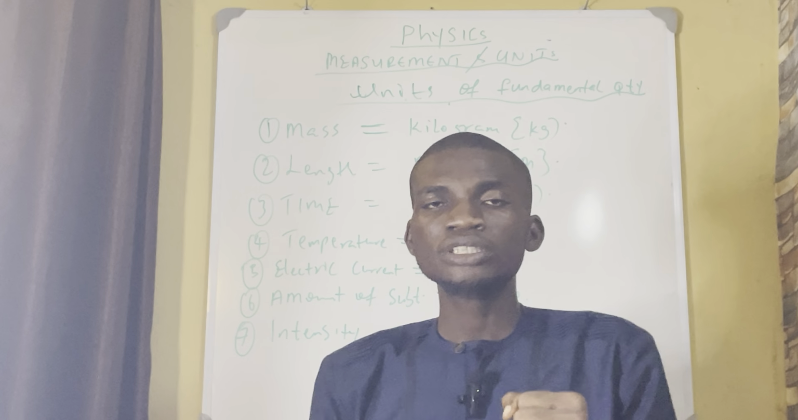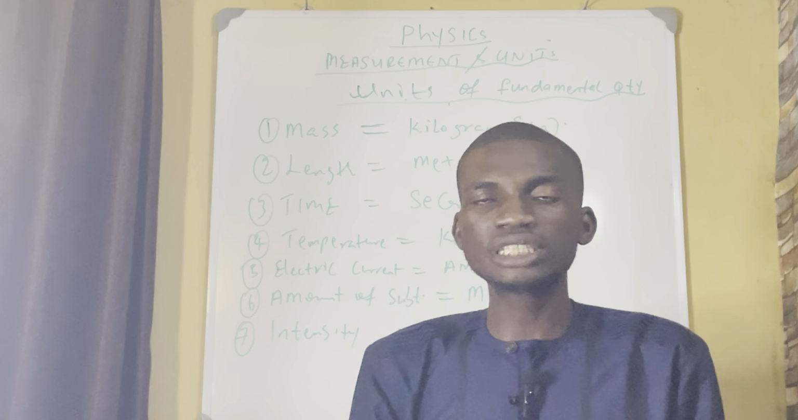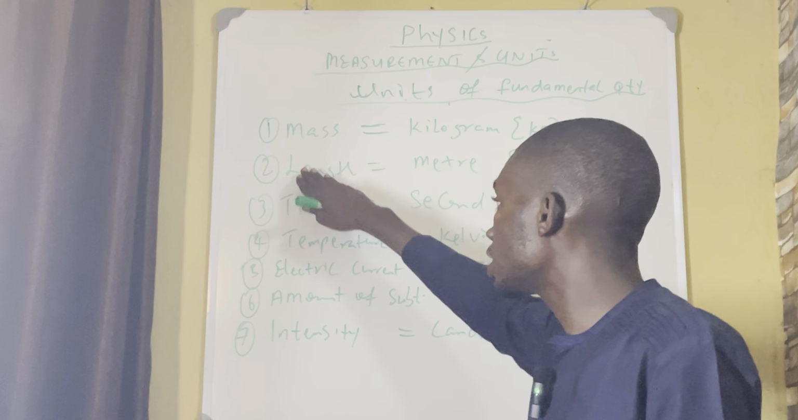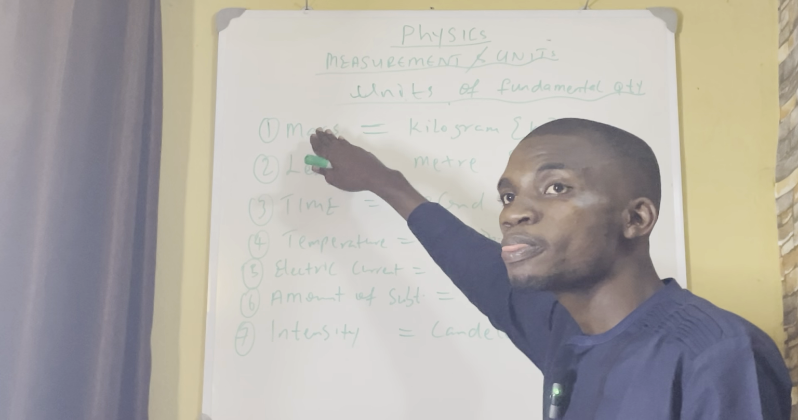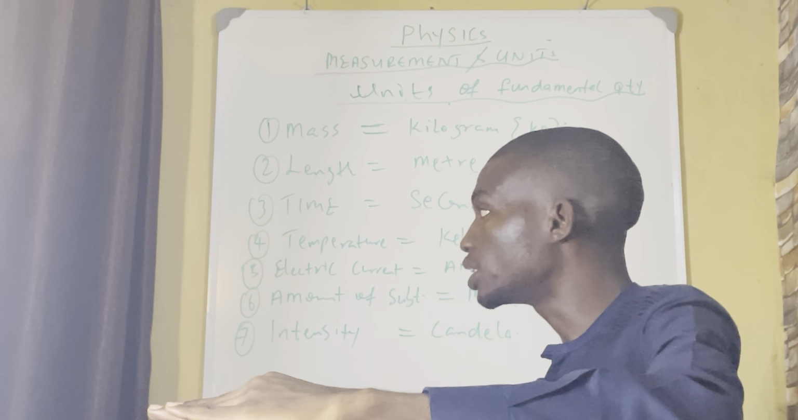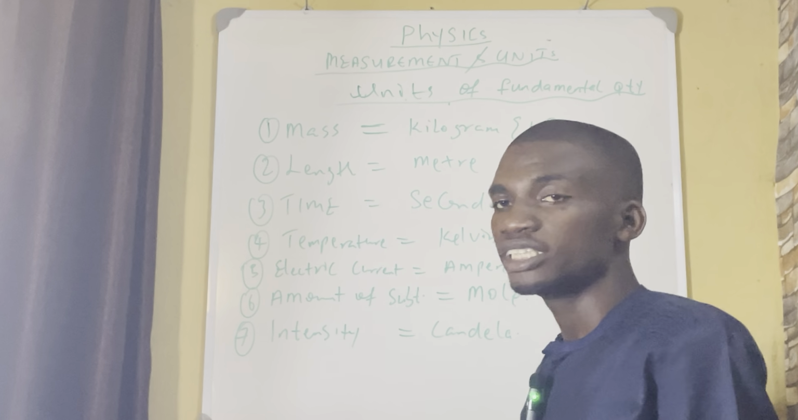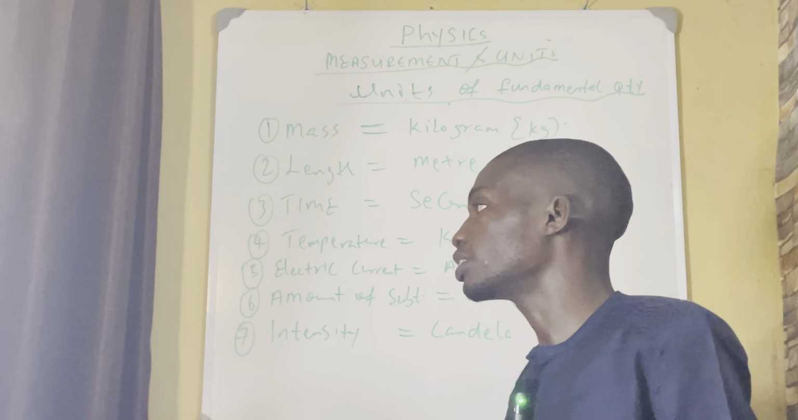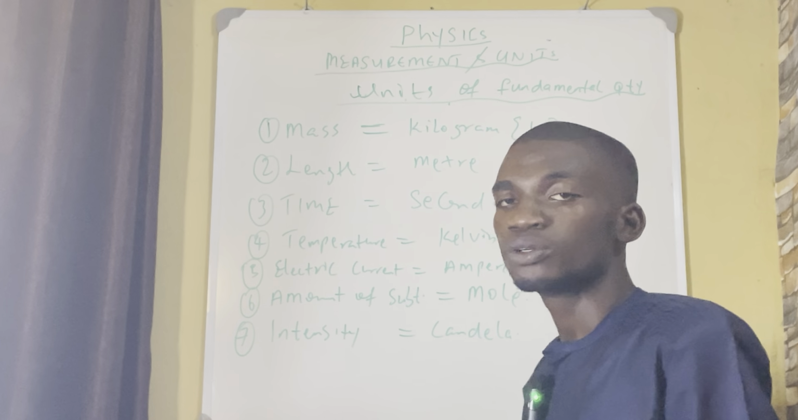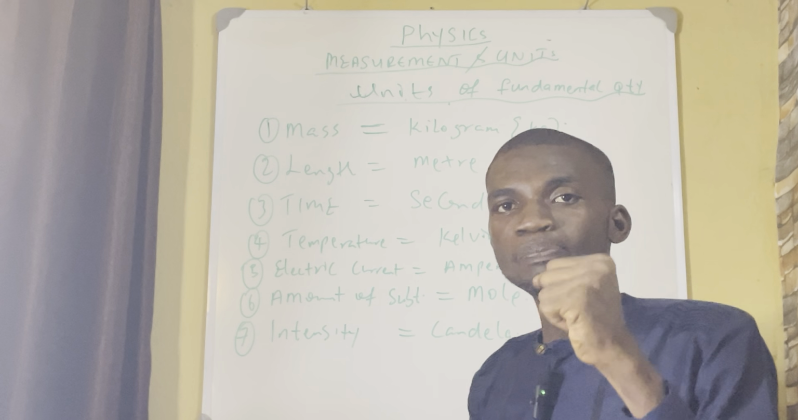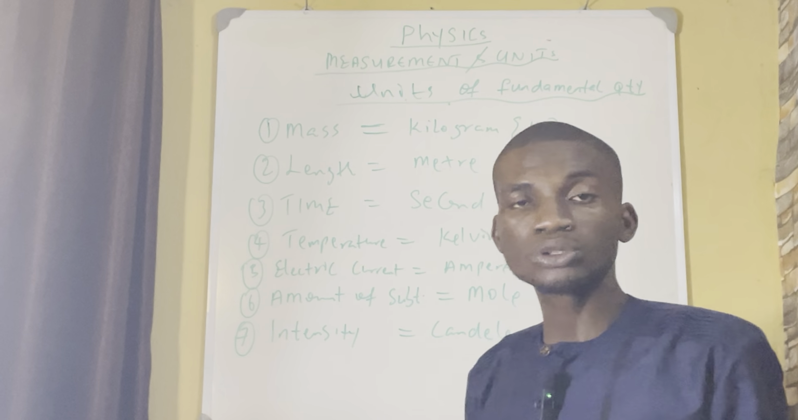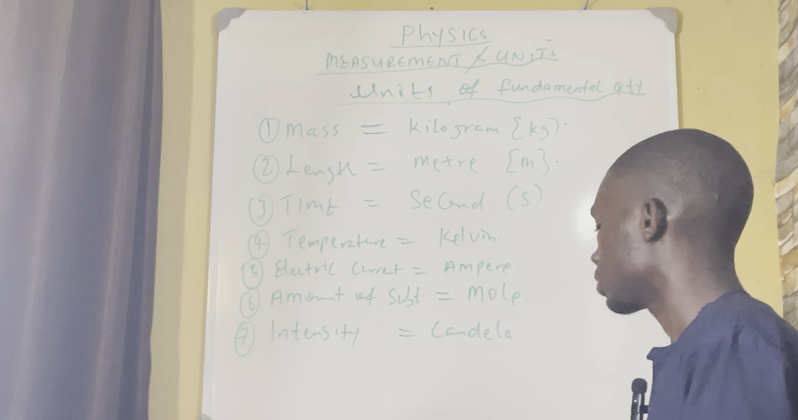Now in JAMB, they will ask you, one of these is not a fundamental quantity. Once these are not in the options, all those not in the options are the derived quantities. Anyone here is a fundamental quantity. Do you understand? So these are the fundamental quantities. They are the basic quantities. So now, let's go to the derived quantities.